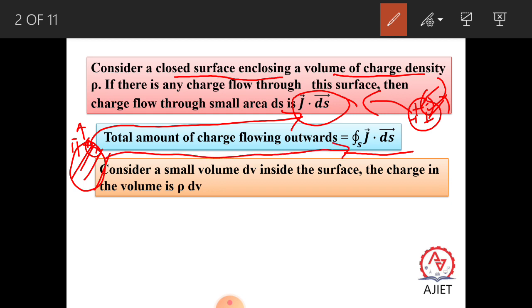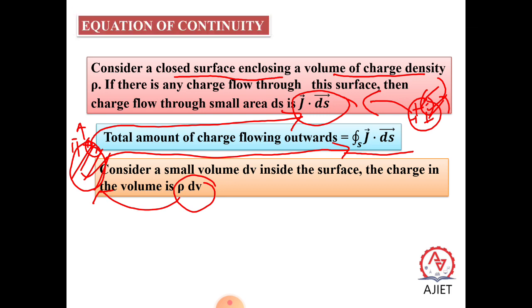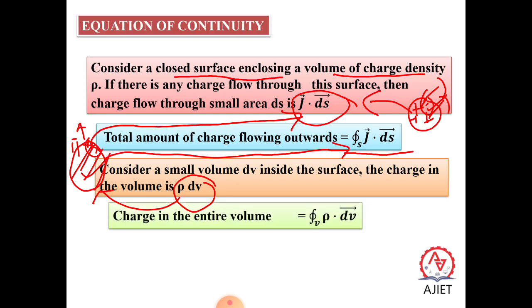of J dot ds. Now let us consider a small volume inside the surface. The charge in that small volume is rho dv. So the charge in the entire volume is given by the closed integral of rho dv.